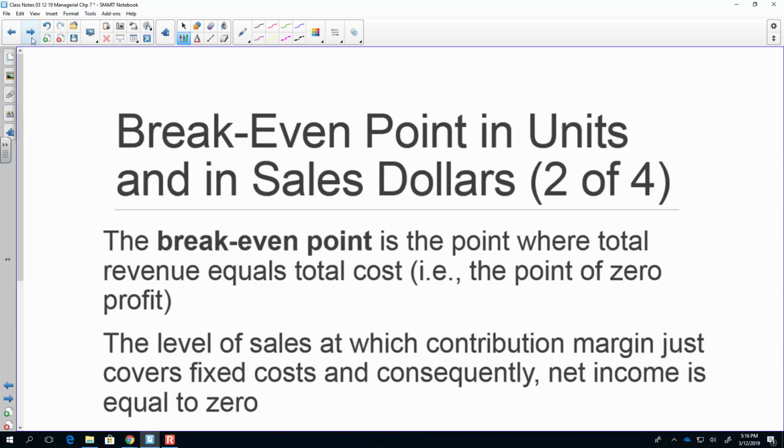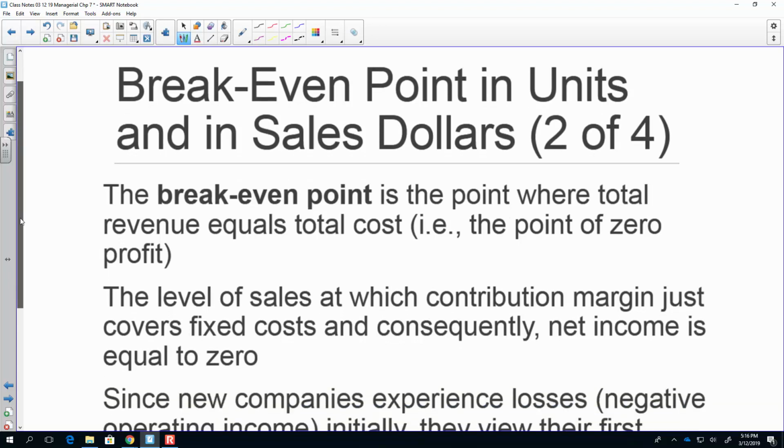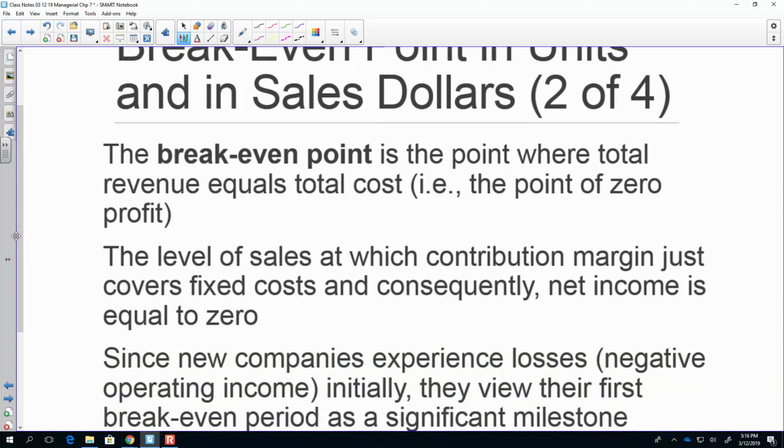I'm not going to read line by line, but just definition-wise on page 334, know this for the multiple choice question. What is break even? It means at what point of sales or revenue do we have to hit in order to have a zero profit or income, right? That's what we're trying to determine.